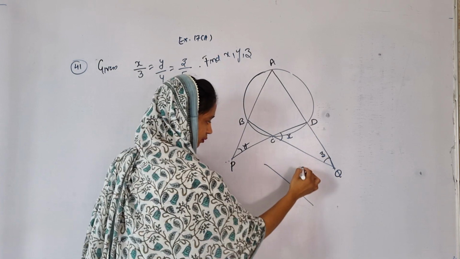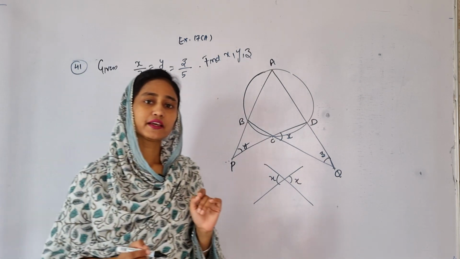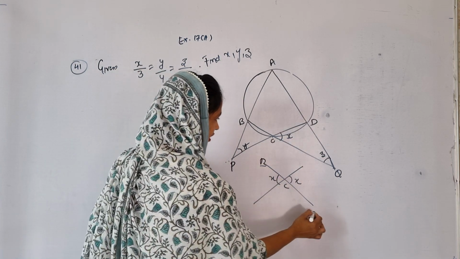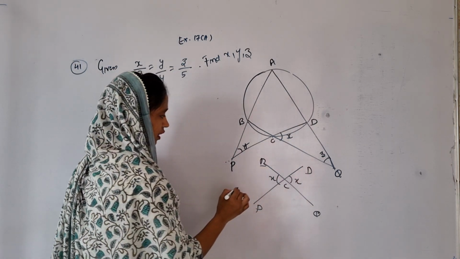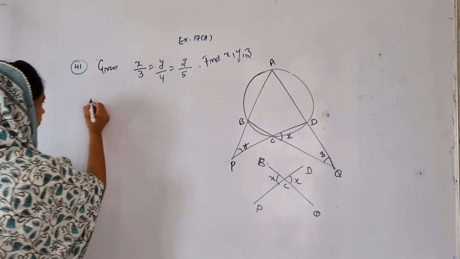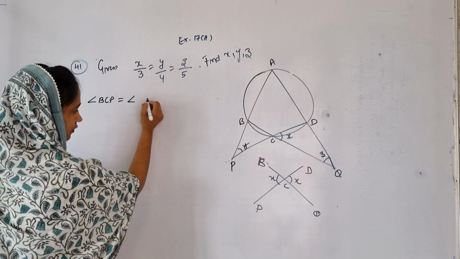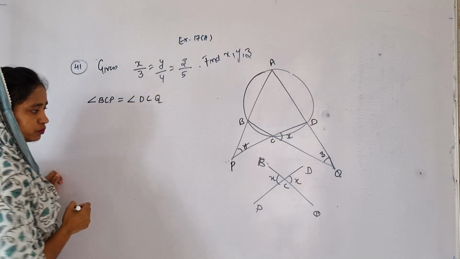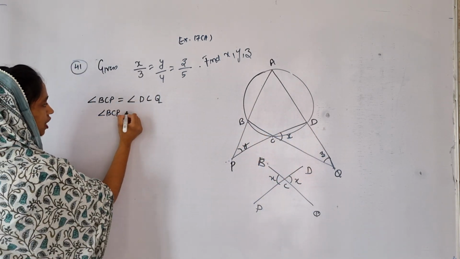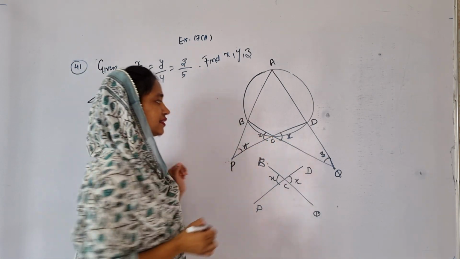BCP, like this one. If you will see, if this angle is x, this angle will also be x by using vertical opposite angle property. Okay, here is B, here is C, here is Q, D, P. Means angle BCP will be equal to angle DCQ. DCQ is given by x, so BCP will also be x. Means ये भी मेरे पास x ही है.